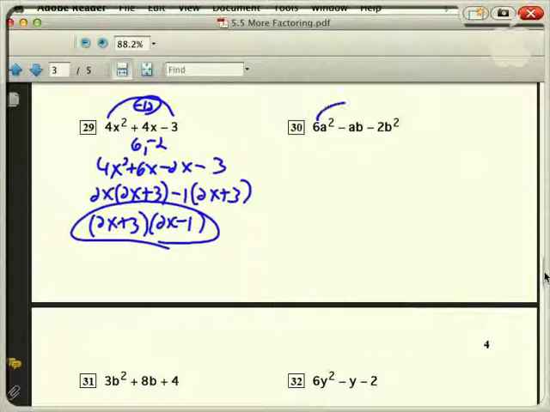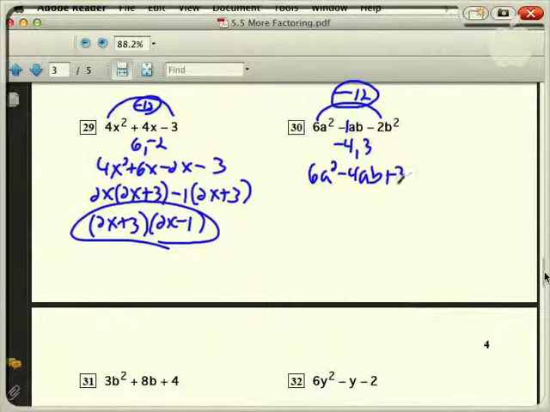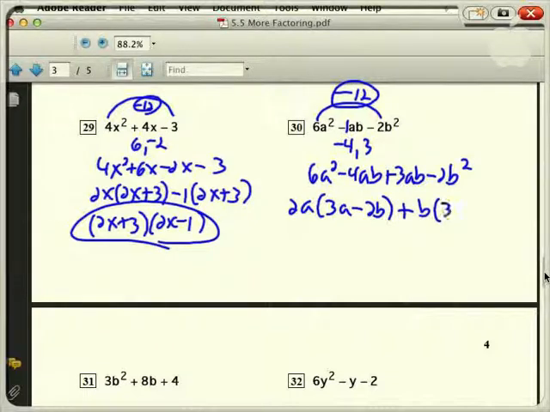In number 30, 6 times minus 2 is minus 12. And I'm looking for two numbers that multiply out to minus 12 and add up to negative 1. That'd be minus 4 and 3. 6a squared minus 4ab plus 3ab minus 2b squared. Now do grouping. Take 2a out of the first two terms. That's 3a minus 2b. Take a b out of the last two terms. That'd be 3a minus 2b. And then take 3a minus 2b out.